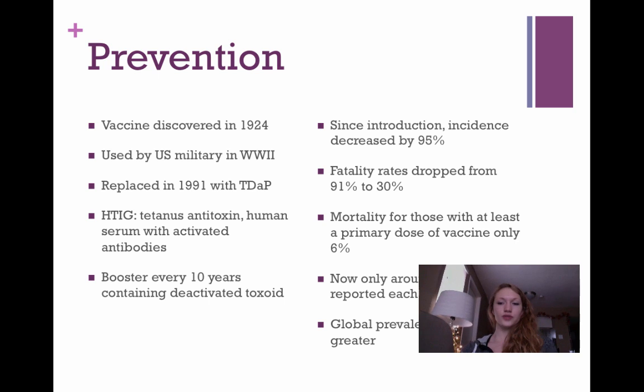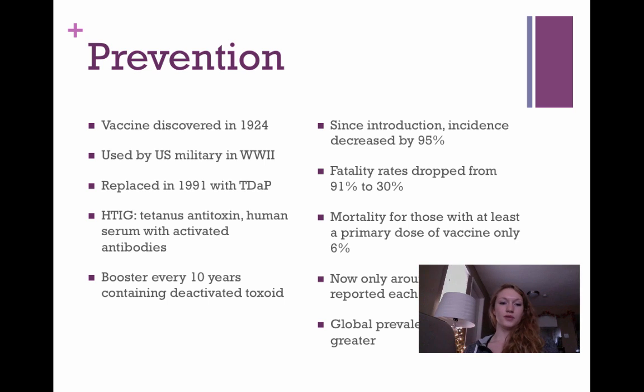The vaccine was first discovered in 1924 and was used commonly in the U.S. military in World War II. But this original vaccine used bovine or equine serum to produce these antibodies, and people would have allergic reactions to them. So we developed a new vaccine in 1991, which is Tdap, and that's the vaccine we're still commonly using today.